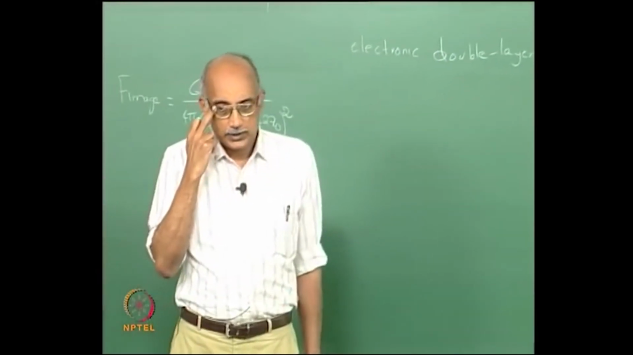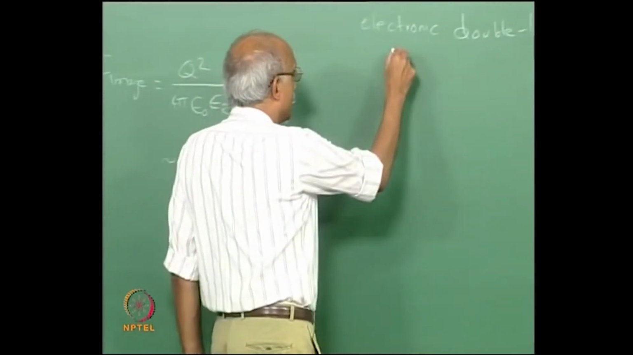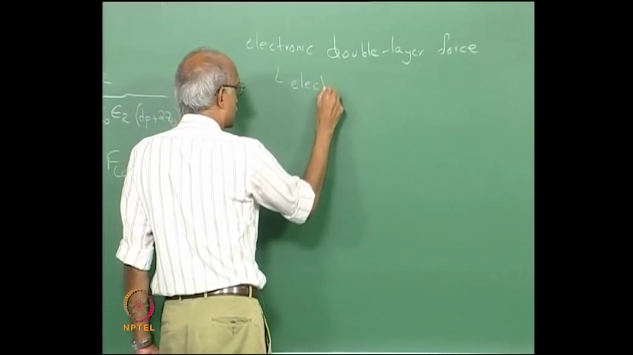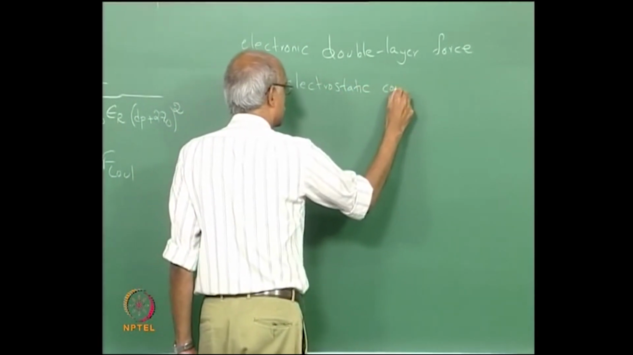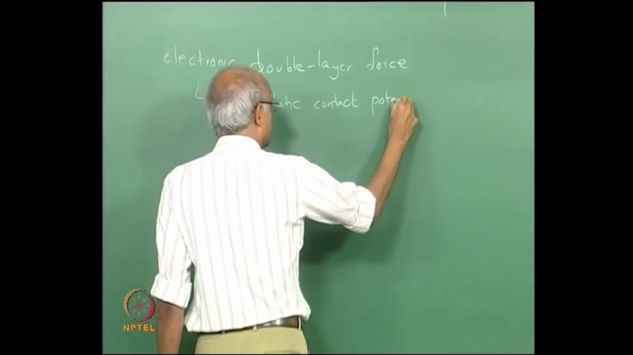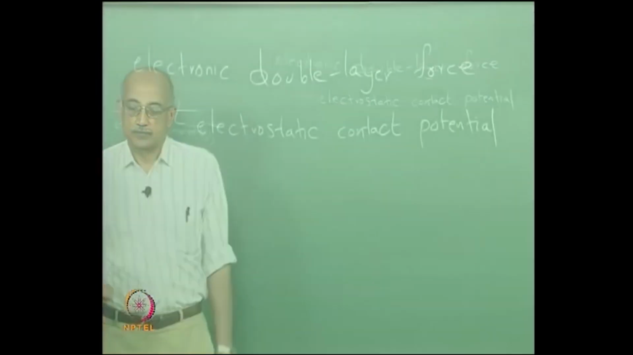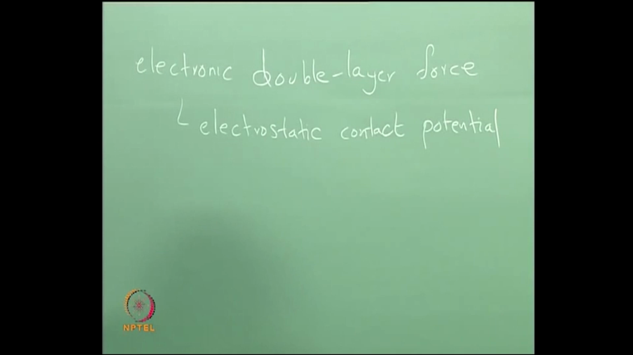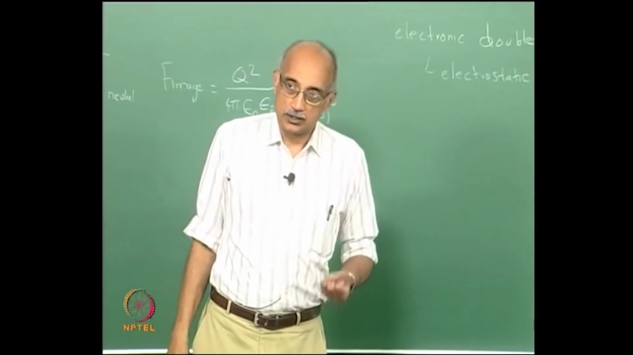And this force is associated with the electrostatic contact potential between the two solid objects. In fact, the force is also known as the contact potential force. Now, how does the electrostatic contact potential happen?